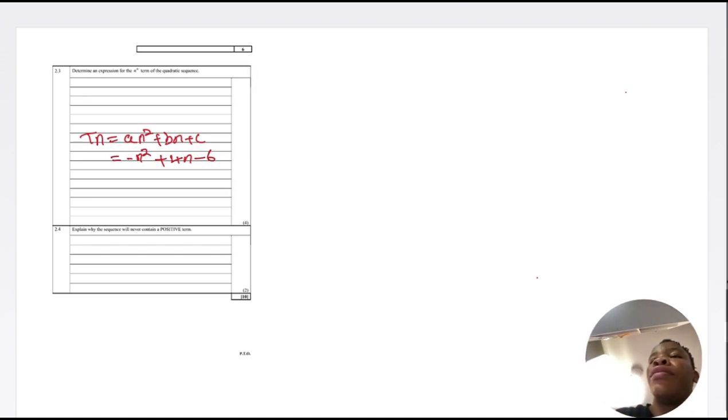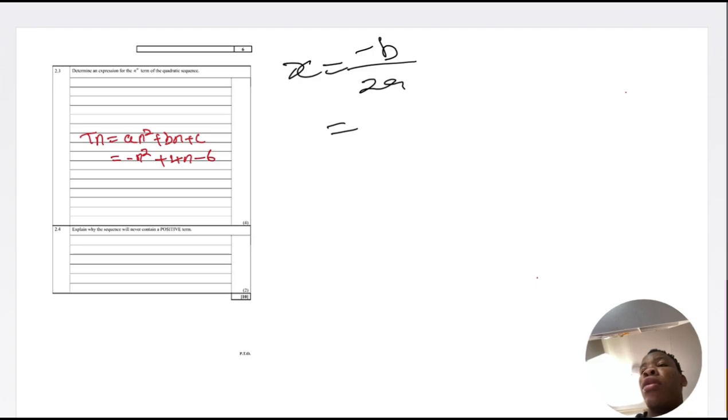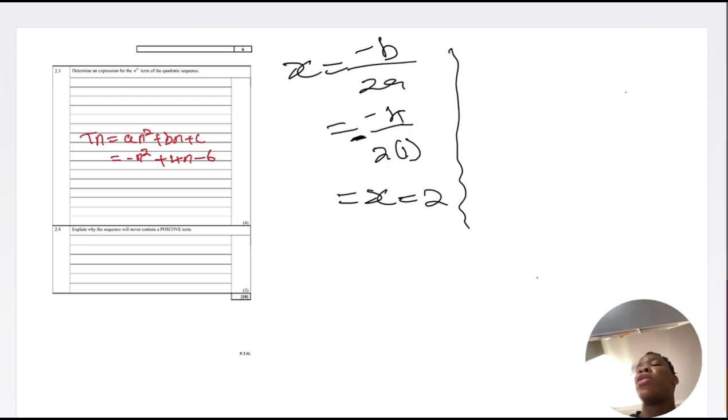We'll have x is equal to minus b all over 2a, which is equal to minus b, which is minus 4, all over minus 2 times our a, which is 1. Then x is equal to 2. So for us to find the value of y for the turning point, let me just write turning point.